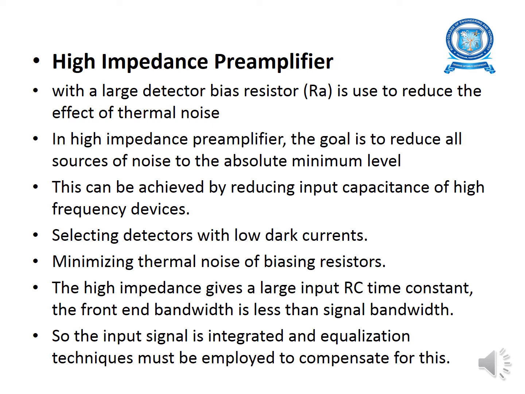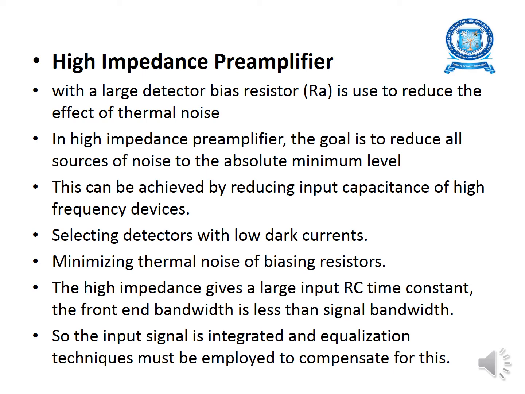This can be achieved by two different circuit units: one is the high impedance FET amplifier unit and the other is the high impedance bipolar transistor unit. By selecting a detector with low dark current and minimizing the thermal noise of the bias resistance, the high impedance gives a large input RC time constant, and the front-end bandwidth is less than the signal bandwidth. So the input signal is integrated, and equalization techniques must be employed to compensate for this.